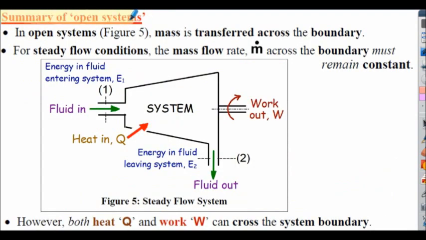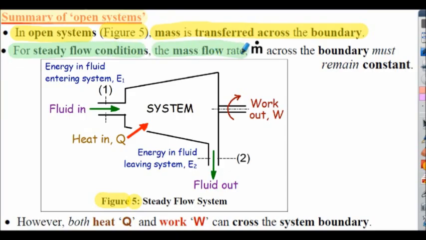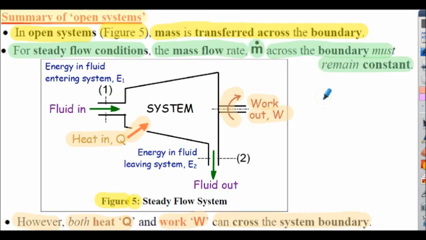So, summary of our open systems analysis. In open systems, as diagrammatically shown in figure 5 below, mass is transferred across the boundary, and for steady flow conditions, the mass flow rate, m dot, across the boundary must remain constant. However, both heat, symbol Q, and work, symbol W, can cross the system boundary. Diagram shows heat into the system, crossing the boundary, and work out of the system, again crossing the boundary. But the mass flow rate of fluid in and fluid out would be the same.